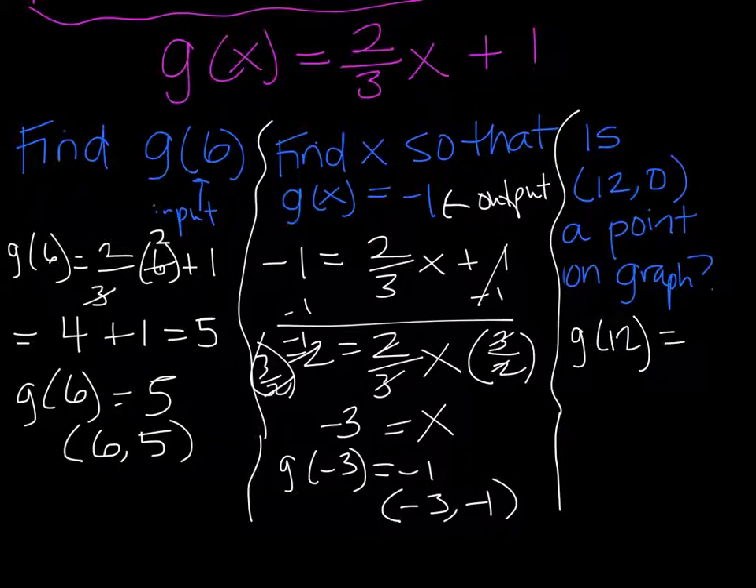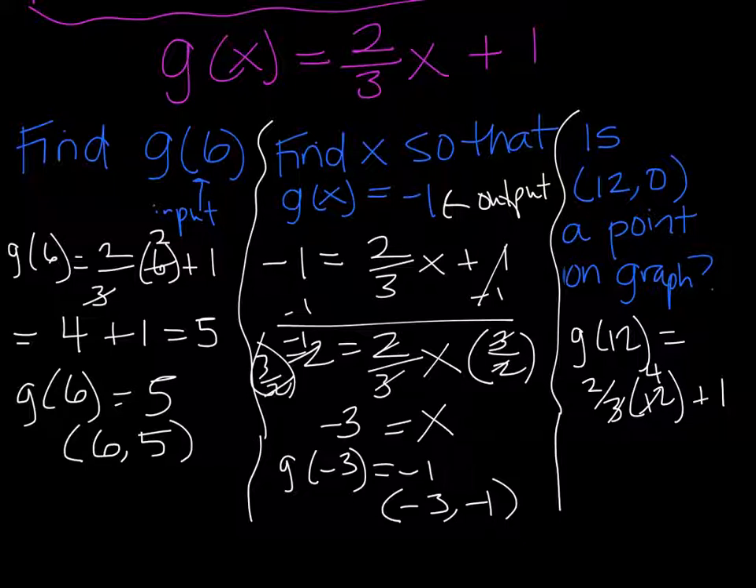If it comes out to be a 0, then I know it is a solution. If not, then I know it's not. So let's find g of 12. That would be 2/3 times 12 plus 1. Those are going to cross cancel to a 4. So I get an 8 plus a 1, so I get a 9.